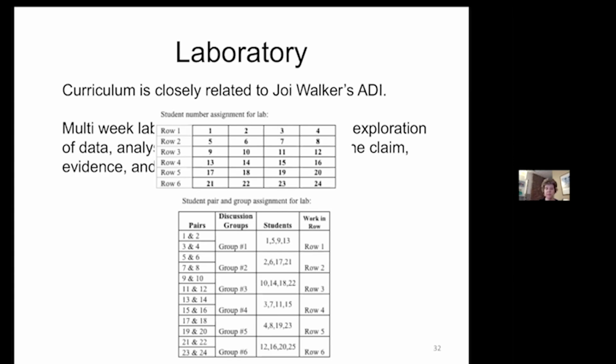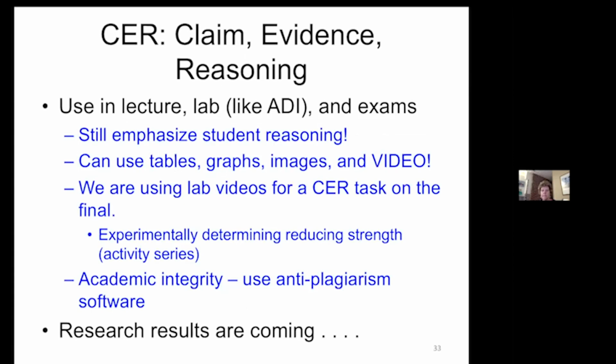But let me show you kind of a conclusion about this. We used it in lecture, we used it in lab, and we used it on exams. So we're really trying to drive the students towards being able to build an evidence-based argument. You can use tables, graphs, images, and video, and actually there is a CER task associated with the final. It has to do with experimentally looking at reducing strength. So, you're trying to reproduce part of the activity series. And what we've done is we've created videos, and they're linked on this sheet so students can go watch the videos.